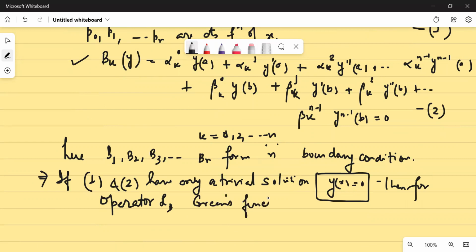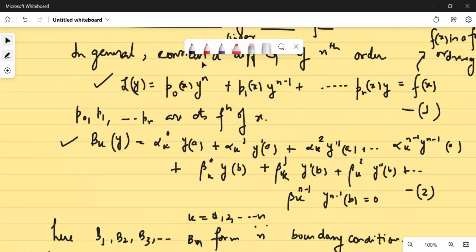Green's function exists, and it is unique. Let me just give an example and make you understand all those things. It's quite difficult for you, I know, but overall, just try to assimilate what I've written. I've tried to write an nth order linear differential equation.